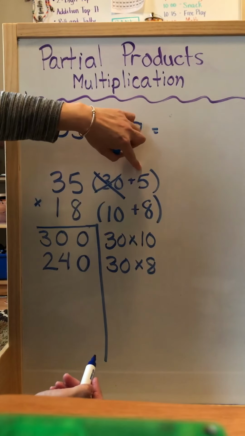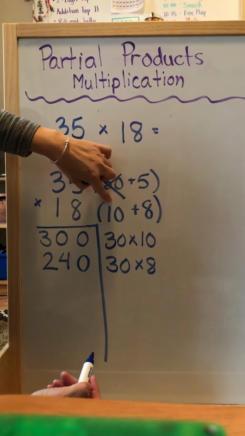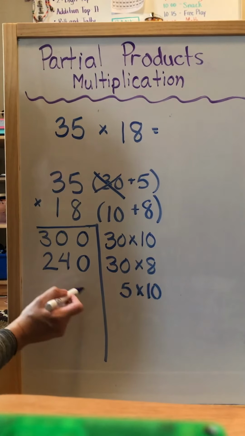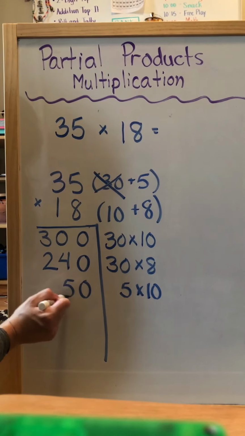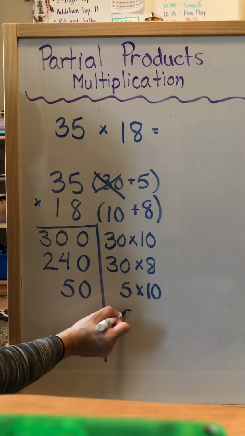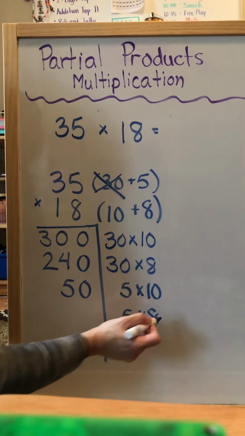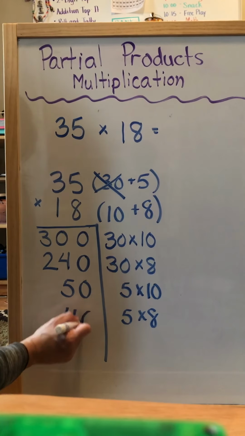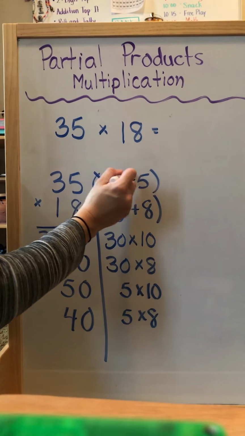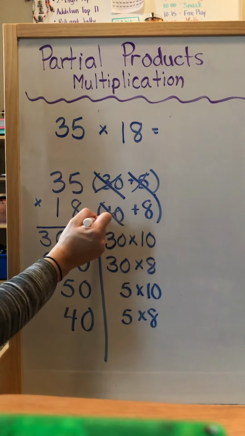I'm going to move over here to 5. 5 is going to multiply with 10. 5 times 10, that's 50. And now 5 needs to multiply with 8. 5 times 8 is 40. So 5 multiplied with 10, 5 multiplied with 8, all done, which means that 10's done and 8's done.